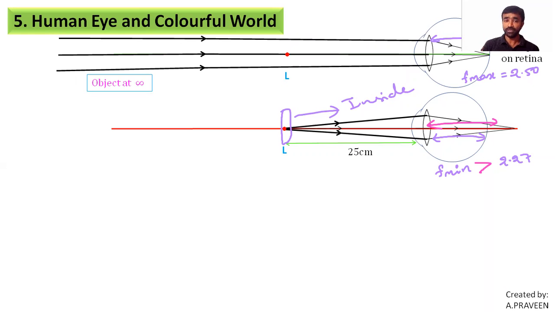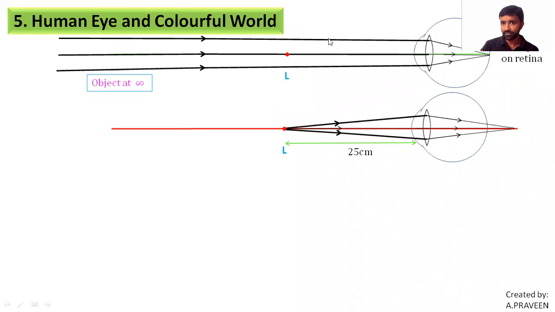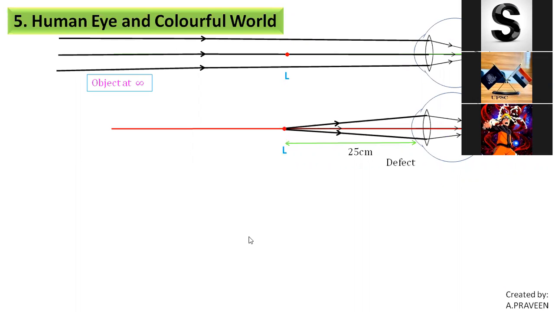Easy, right? So I consider two cases. In the second case, the image is on the retina or beyond the retina. Image beyond the retina, so no image on the retina in this case. Image not on the retina, so this will be considered as a defect. Are you clear how I got this defect? So now I am able to define the defect.